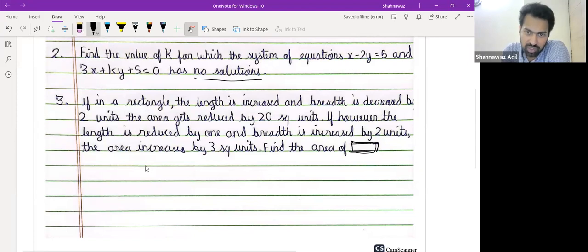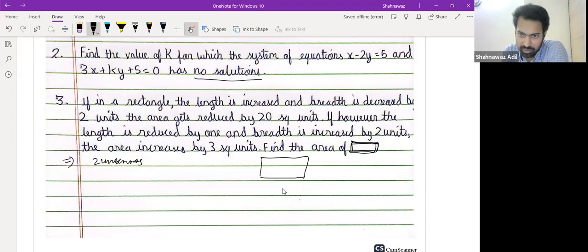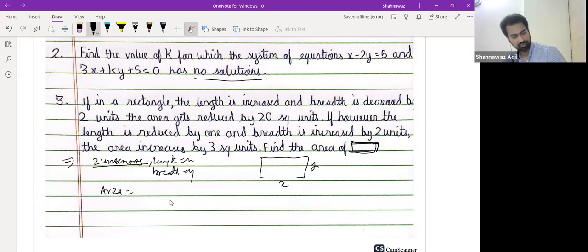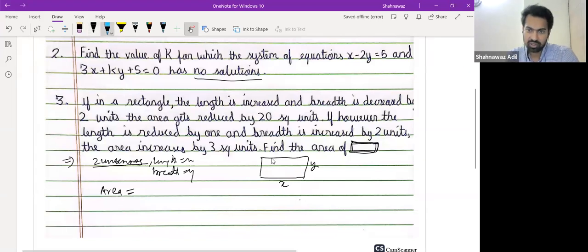First tell me what the two unknowns are here. This is the rectangle, right? Let the length and breadth be x and y. Yes, absolutely correct. So length is x, breadth is y. What would be the area? Just tell me the area. What is the area of the rectangle?